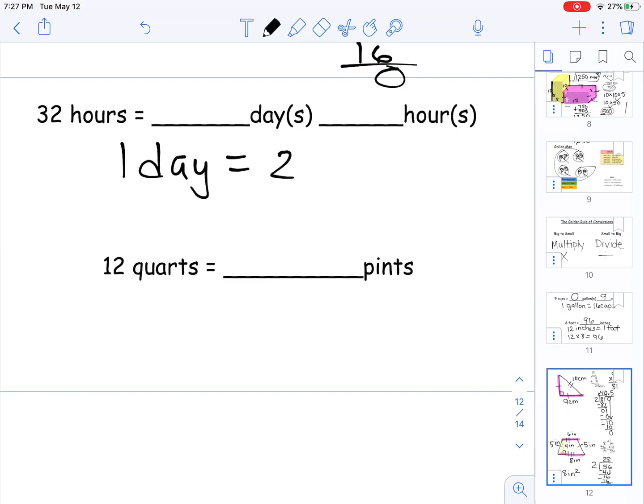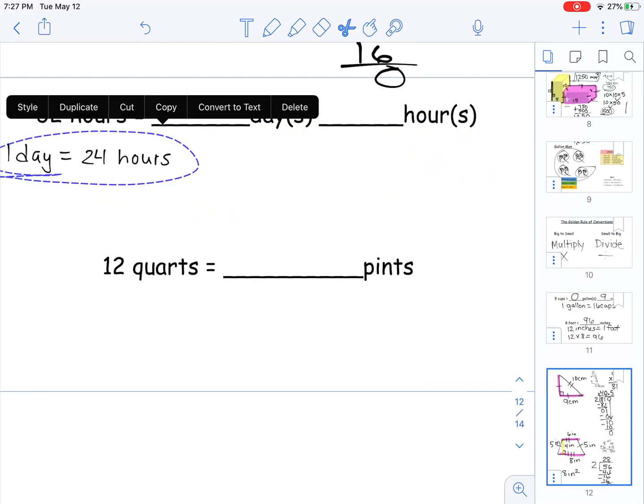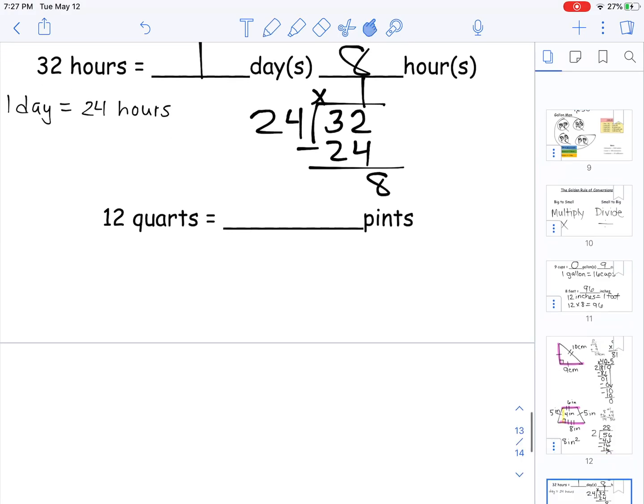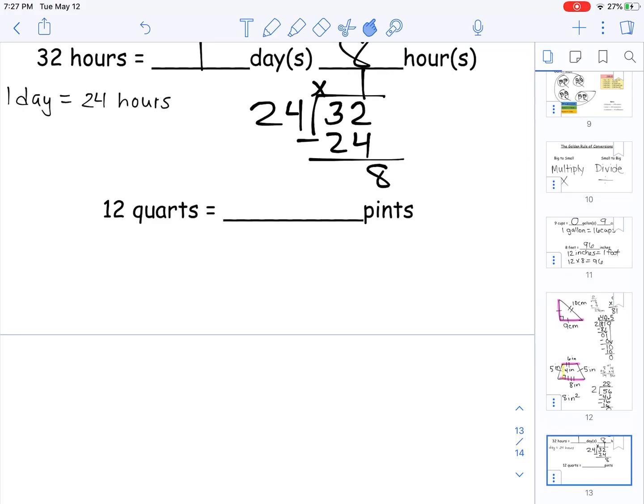Okay, hours to days. I know 1 day equals 24 hours. I know hours to days. Hours are smaller. Small to big means division. So I need to take 32 divided by 24. So I'm going to have to shrink this down a little bit so I have some workspace. 32 divided by 24 hours. I can get one group of 24. Subtract. I'm left with 8. So that tells me 32 hours is equivalent to 1 day and 8 hours left over.